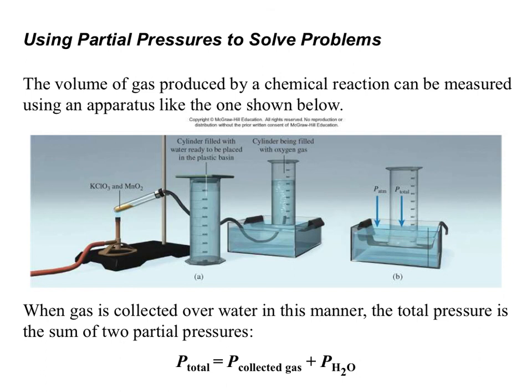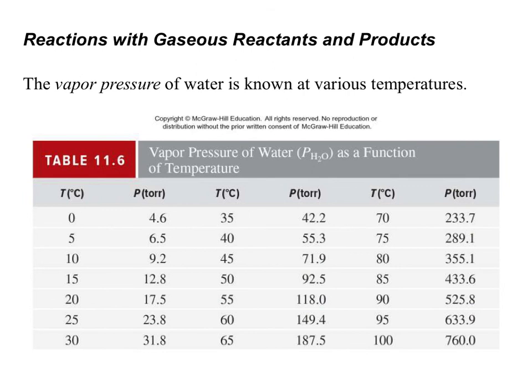When gas is collected over water though, the total pressure is the sum of two partial pressures. It is the collected gas plus the vapor pressure of water. Water is always forming gaseous water by just evaporating. The vapor pressure of water is known at various temperatures, for example shown in this table here. We have a neat little row of temperatures compared to the vapor pressure created by that water at that temperature.